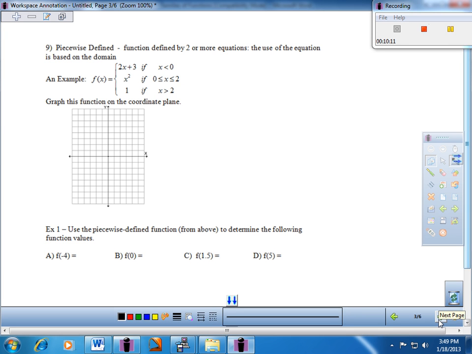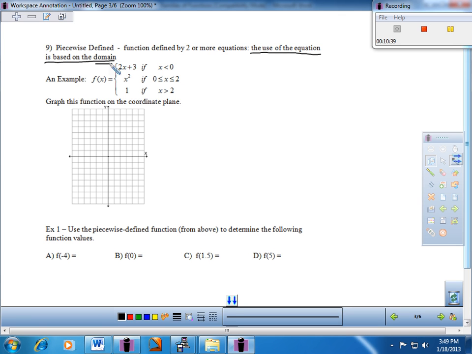Okay, so number 9 is what's called the piecewise defined function. And so we're going to go ahead and see if we can break this up as much as possible, do some things graphically and algebraically, and then one great application towards the end. So here we go. A piecewise function is a function defined by 2 or more equations. And everyone, if you don't mind, can you underline this piece? The use of the equation is based on the domain.